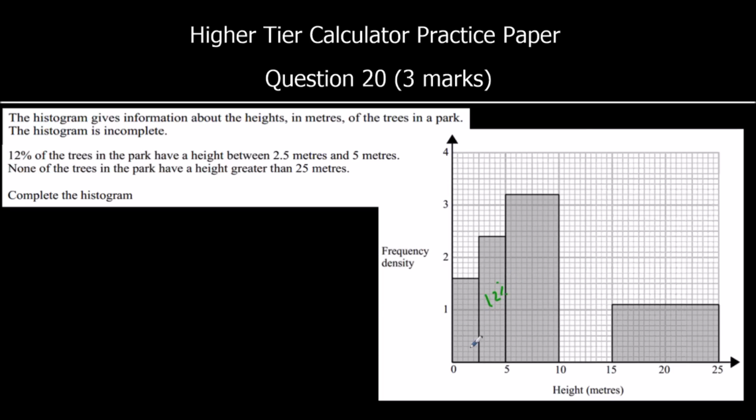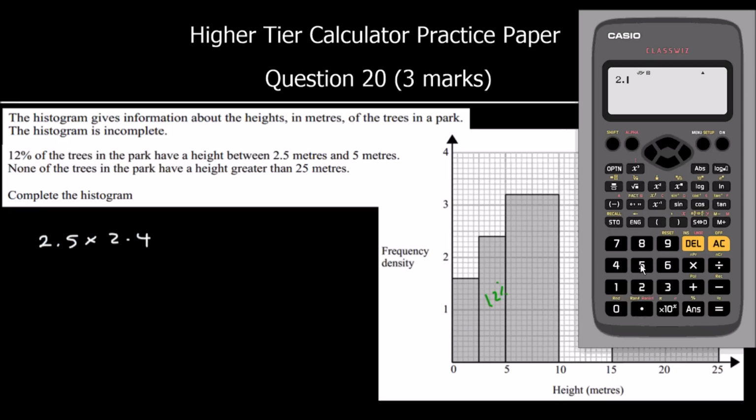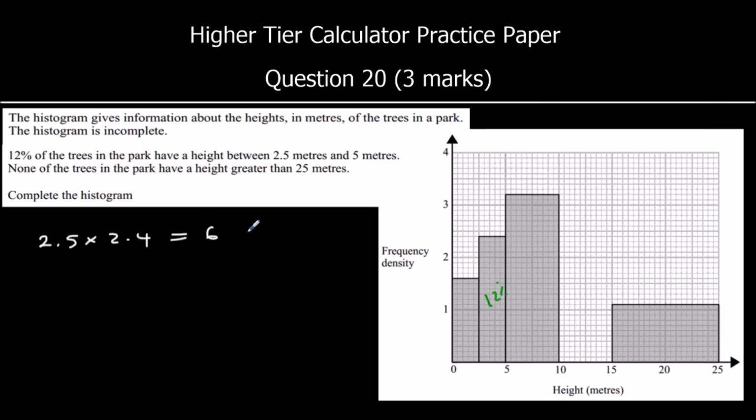So let's work out the areas of what we've got. So the area of this bar, this 12%, is 2.5 times 2.4. 2.5 times 2.4 is 6. So 6 trees. So 6 trees are 12%. So each tree must be 2%. Each tree is equal to 2%.